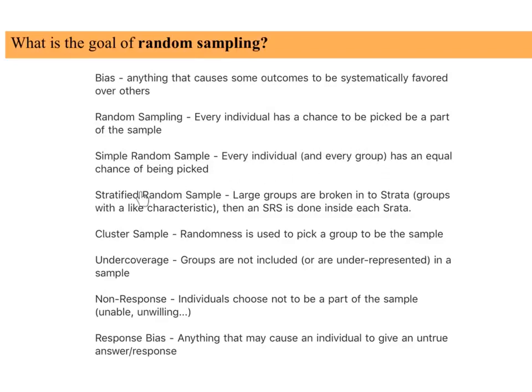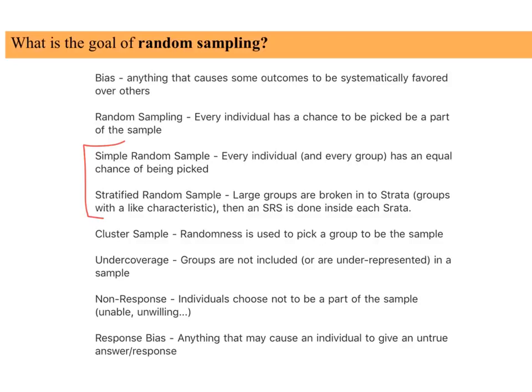Okay. Stratified random sample. Large groups are broken into strata, a group with a like characteristic. So a strata is just a group. And then a simple random sample, an SRS, simple random sample, is done inside each strata. So let's just talk about these two, and sometimes how the stratified one is probably better for some situations.